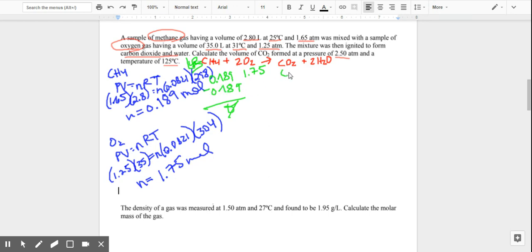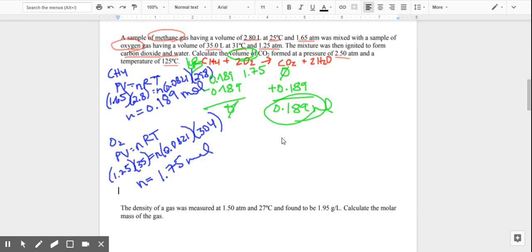Now it's just all about stoichiometric relationships. Because there is a 1-to-1 mole-to-mole ratio of CH4 to CO2, that means that 0.189 moles of CO2 is going to be produced. That's all about the mole-to-mole ratio right here. This is where a lot of you guys get mixed up. Now that I know how many moles of CO2 have been produced, all I have to do to figure out the volume is plug that into PV = nRT using all of CO2's information.